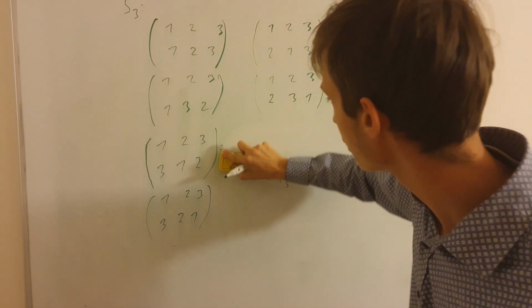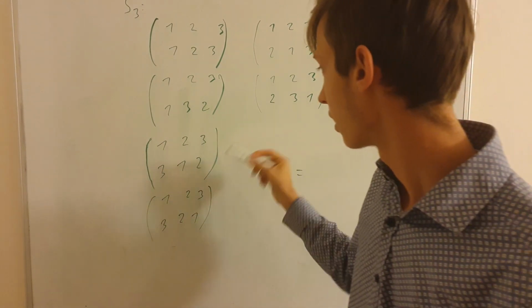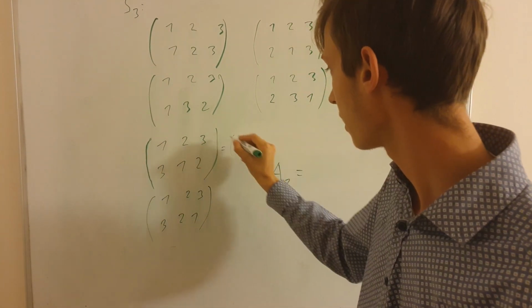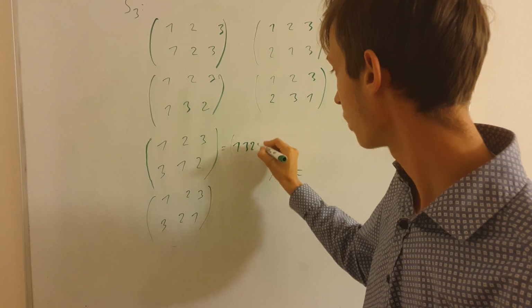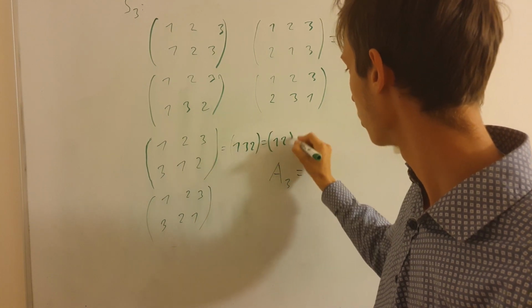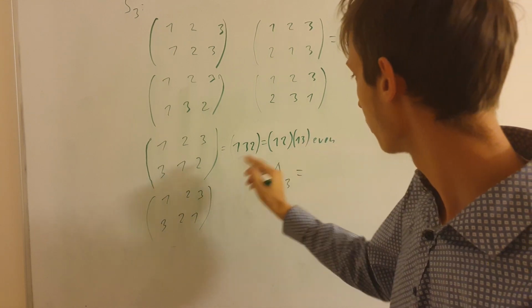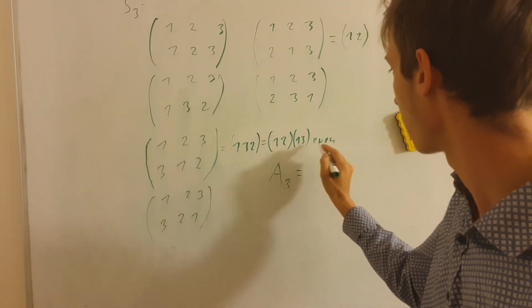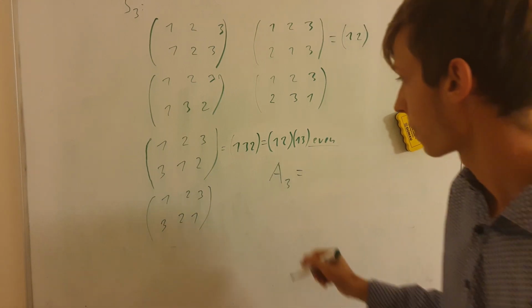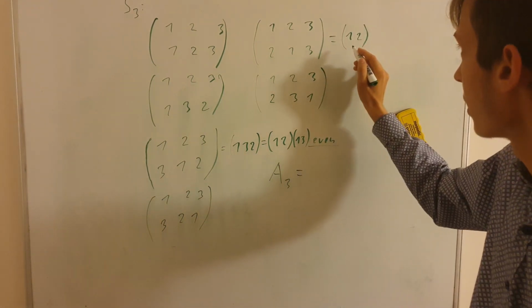So let's now go over each cycle. With this one, 1, 3, 2 like this, that's rewritable as 1, 2, 1, 3. So that's even. And so this one is a member of that alternating group A3. Then this one we already looked at.